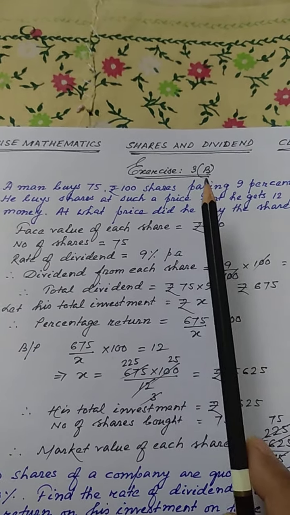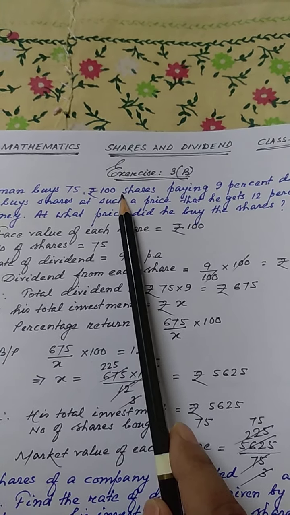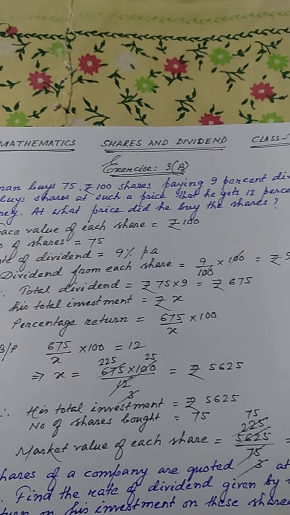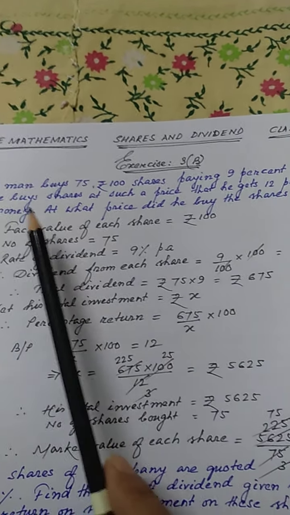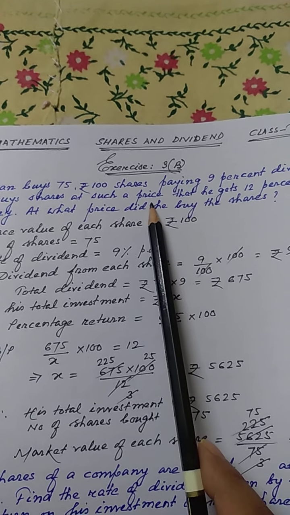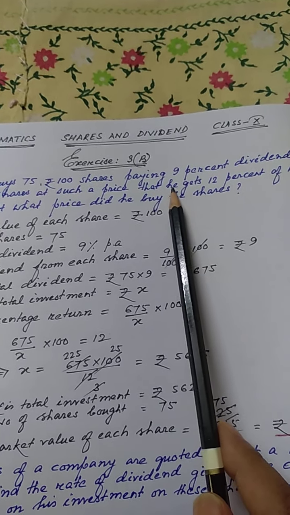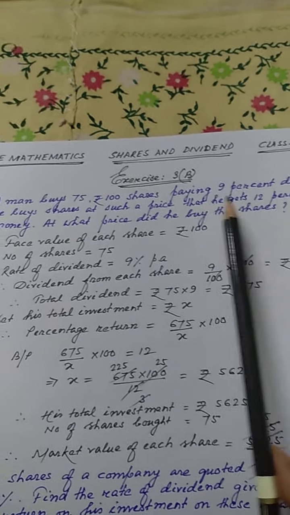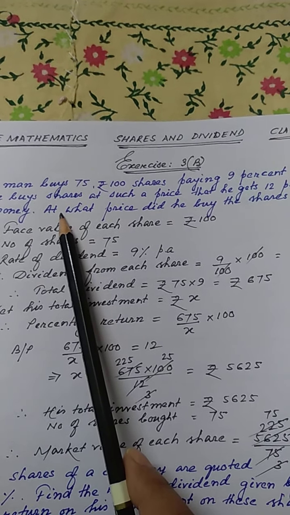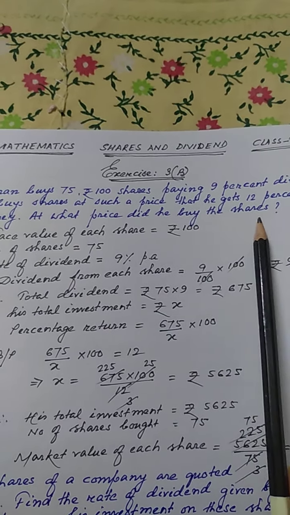So here number of shares is 75, rupees 100 shares means face value rupees 100, paying 9% dividend, that is 9% of rupees 100. He buys shares at such a price that the market value, which is not given here, gives him 12% of his money, that is 12% of the market value. So you have to find at what price he bought the shares, that means the market value of each share.